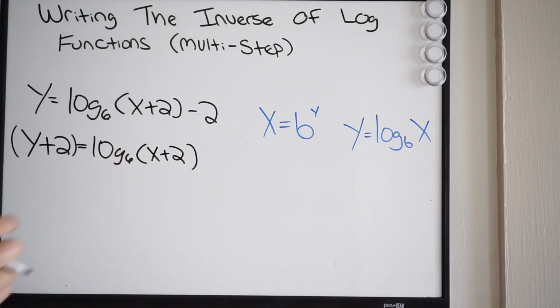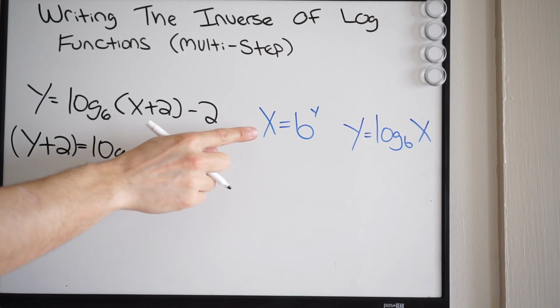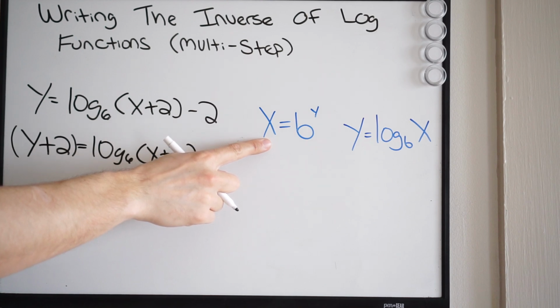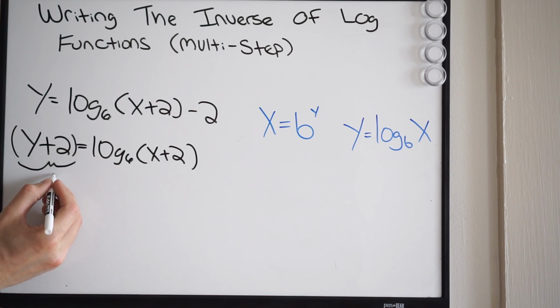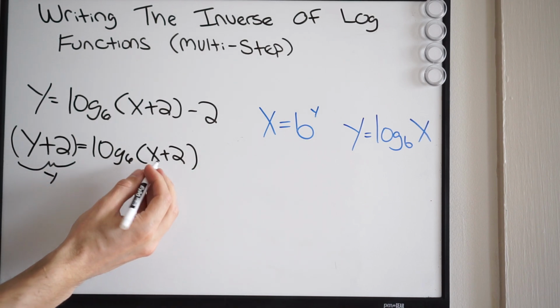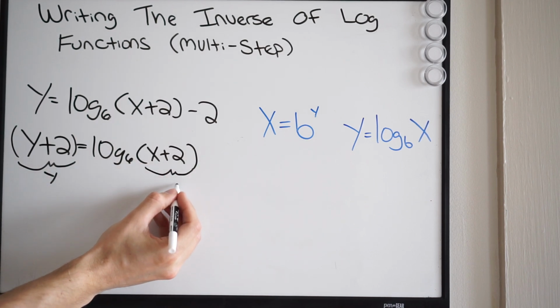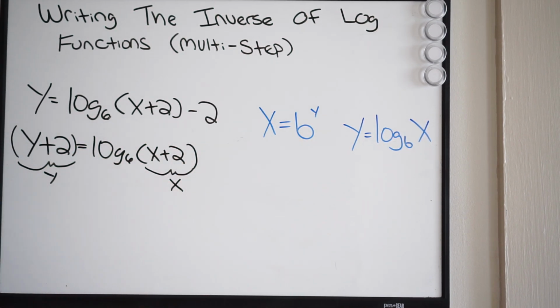Okay? My log function is now isolated. At this point, I can now put it into its exponential form. Just be careful when you do this. This whole thing right here is acting as my y. This whole thing right here is acting as my x. Okay? And this 6 is my base. So we're going to go ahead now and rearrange this into its exponential form.